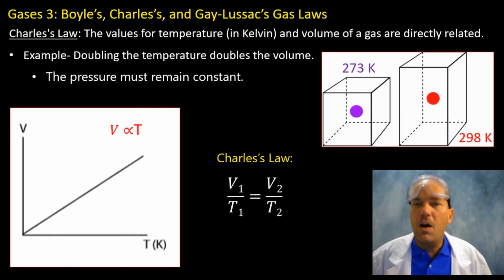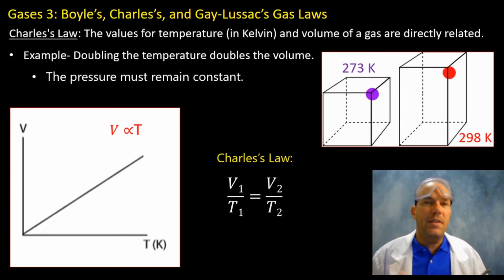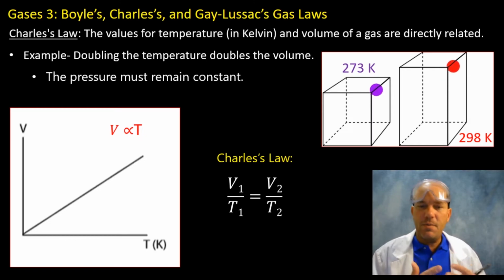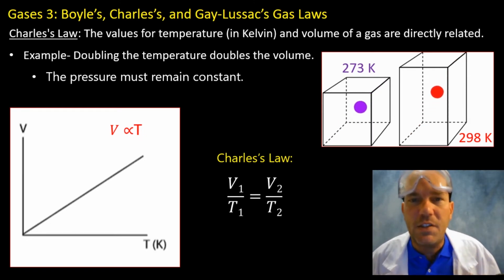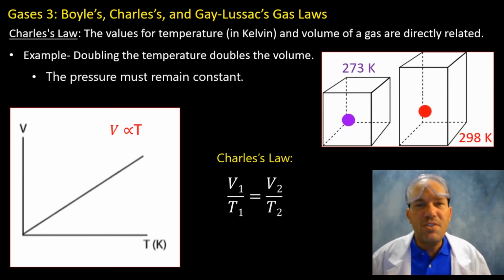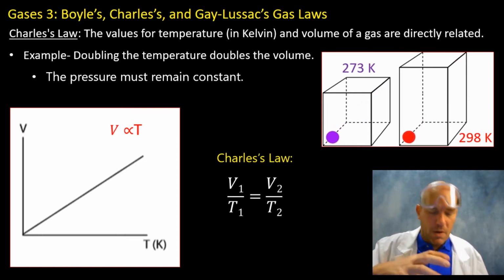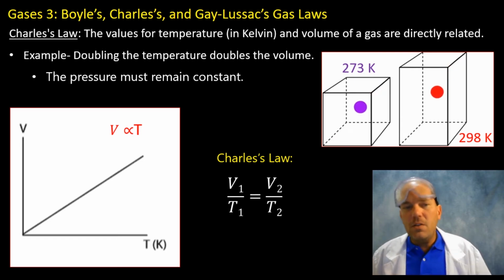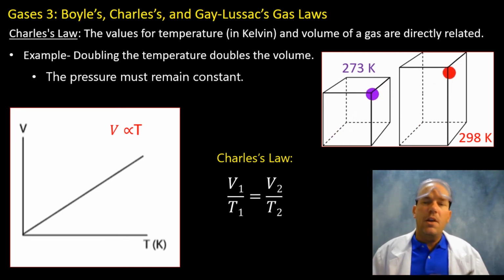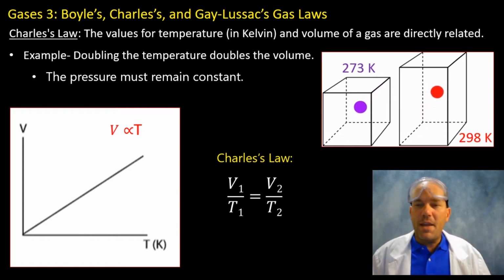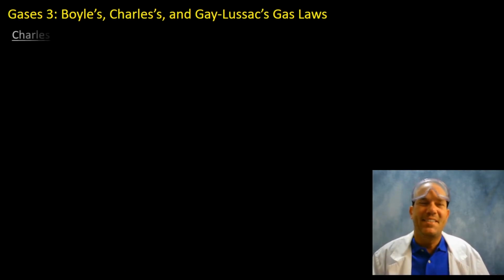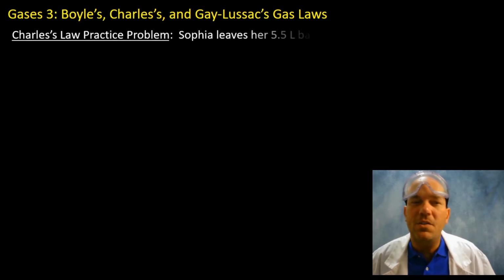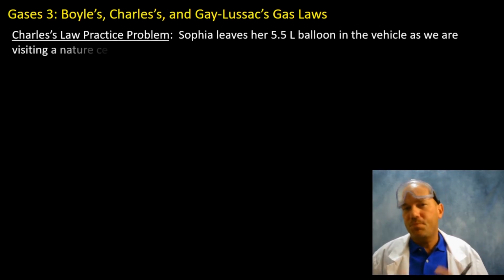Officially, Charles' law mathematically is the volume 1 divided by the temperature 1 is equal to volume 2 divided by temperature 2. In other words, our initial volume and temperature, and then our final volume and temperature. Remember that pressure must remain constant. Let's do one Charles's law practice problem.